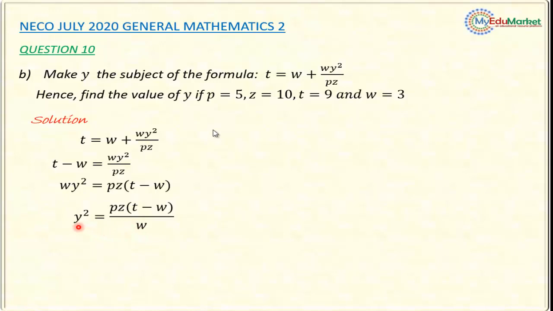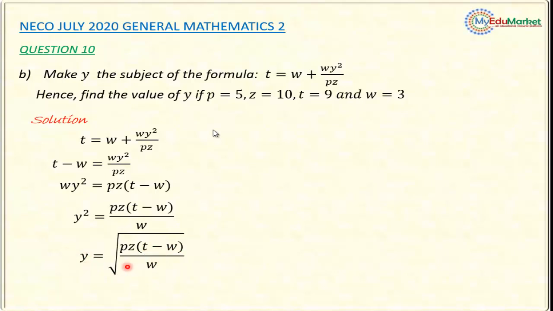Next, it is still y. I would like to have not y square. So this power 2, I need to cancel it. To cancel that, I'll take square root of both sides. So square root of y square will simply be y. Taking square root, I'm going to have y equals root of pz into t minus w all over w. So with that, I have made y subject of the formula.